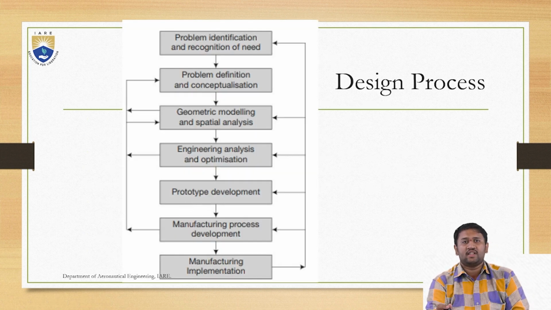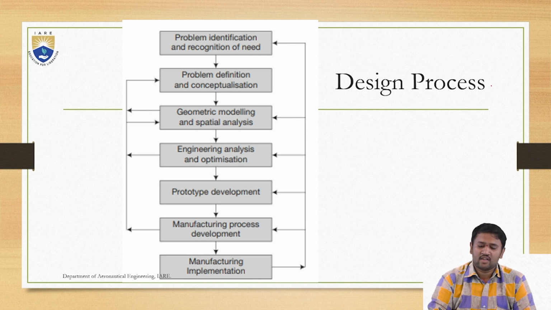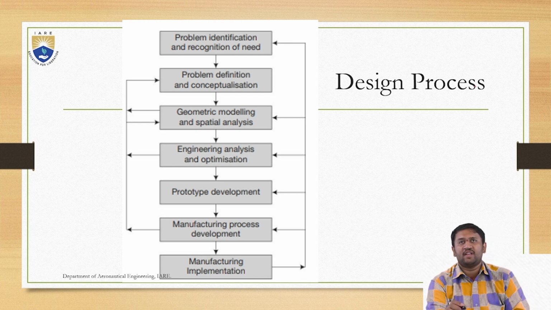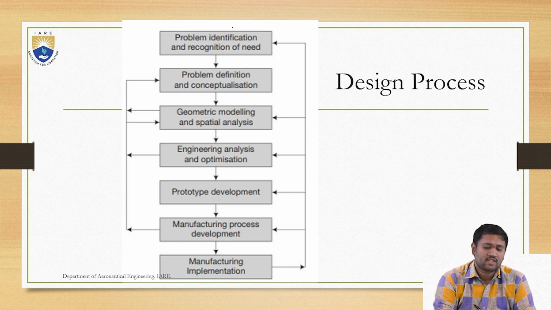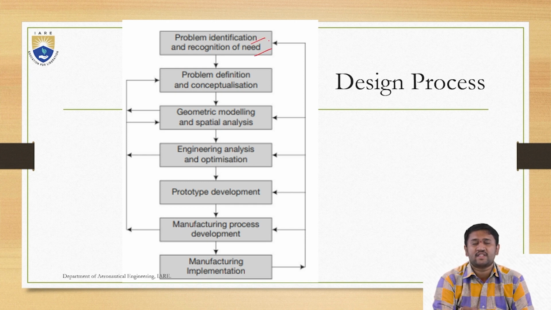Next, we'll go through the design process. So first, what is the meaning of your design process? We'll see an overview, then we'll continue with your individual elements. The first process in your design process is problem identification and recognition of need. Let's say for a water bottle.